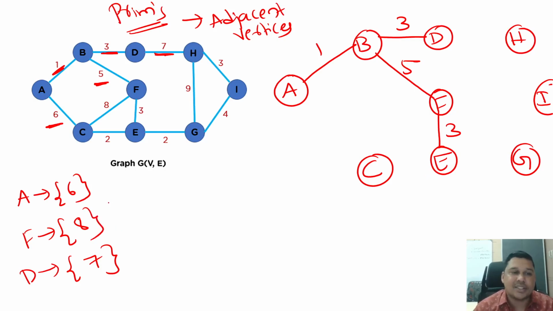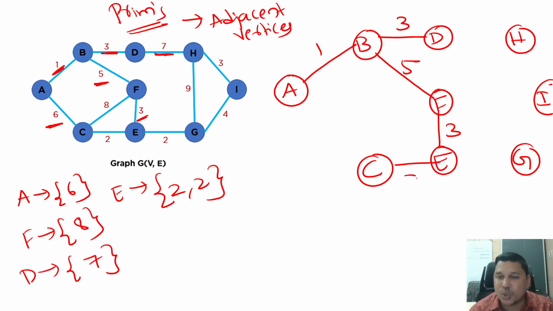Next, I got a new vertex E. From E, what alternatives do I have? One is 2, other is 2. Why? This 3 is already covered. So I have 2, 2. After adding this, among all these weights, which one is minimum one? Both these 2's are minimum one. So I will try to connect this 2 here. So this is gone. So E contains only one edge with weight 2, which is pending.